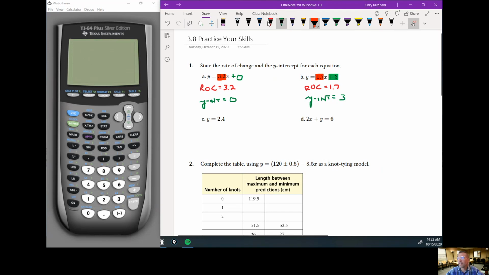All right, so on part C here, there's nothing being added to that 2.4, as in 0 x's. So our rate of change is 0 in this case. But our y-intercept is there. It's that 2.4. This would be a horizontal line, by the way.